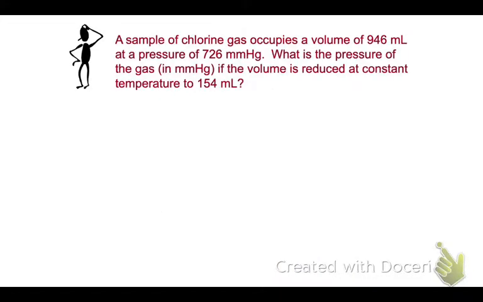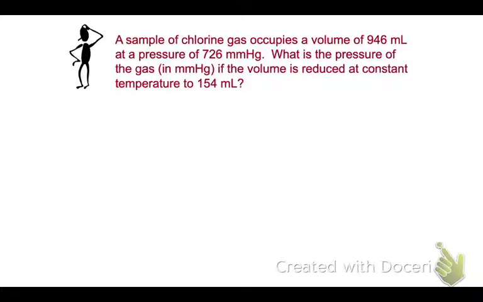Here is a question that we can solve together. A sample of chlorine occupies a volume of 946 milliliter and a pressure of 726 millimeter mercury. What is the pressure of the gas in millimeter mercury if the volume is reduced at constant temperature to 154 milliliter? So the first thing I'm going to teach you about the gas questions is to first identify this is what I call a before and after question. And a before and after question means they took one parameter of the gas and changed it and want to see what happens to something else.